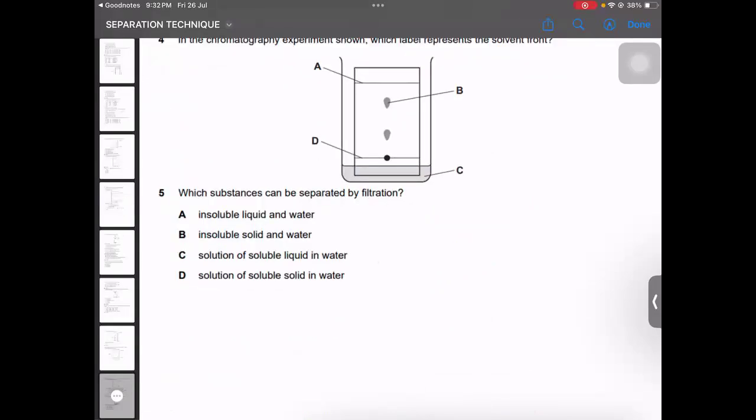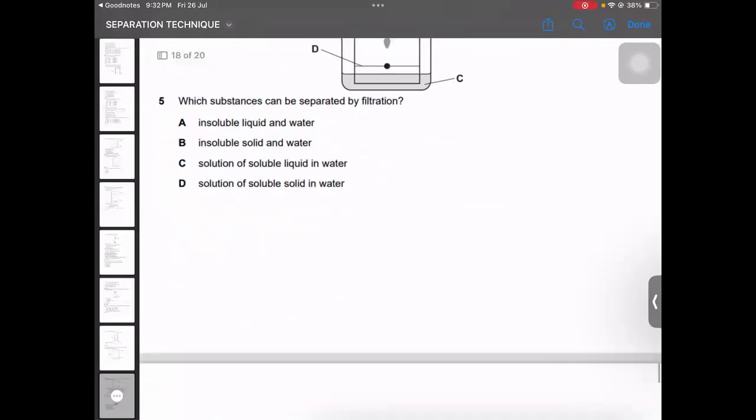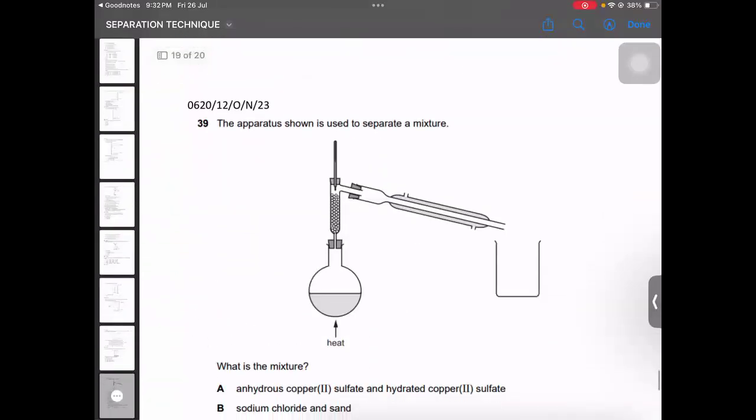Question number 5. Which flavor? B, B for ball. Good. Wow. Insoluble particles can be separated through water.